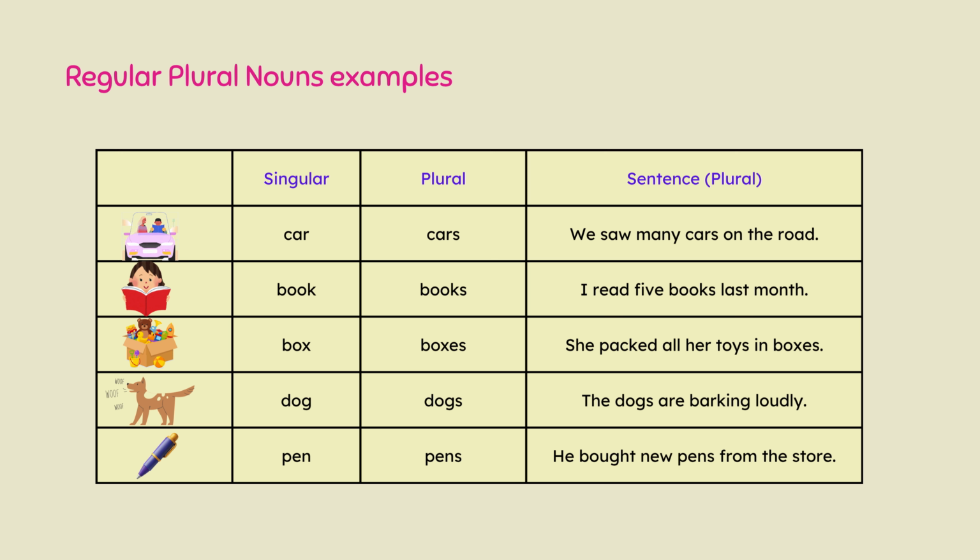The dogs are barking loudly. Dogs is the plural of dog. Again, just add s. He bought new pens from the store. Pens is the plural of pen. It follows the regular rule by adding s. These are all examples of regular plural nouns. They follow a predictable rule of adding s or es to form the plural.